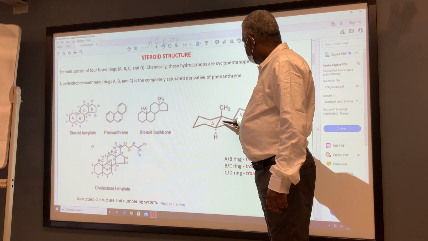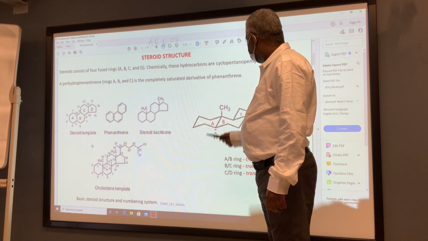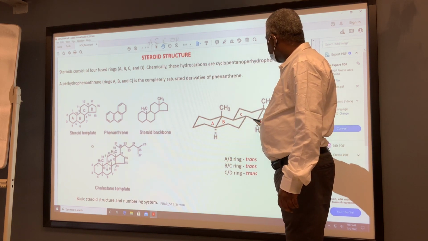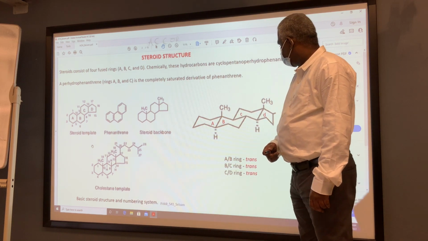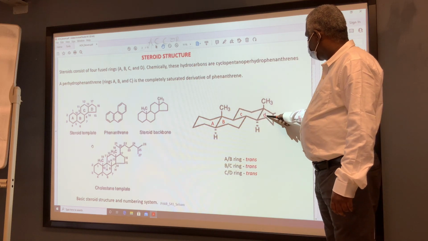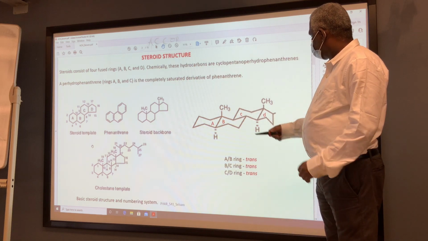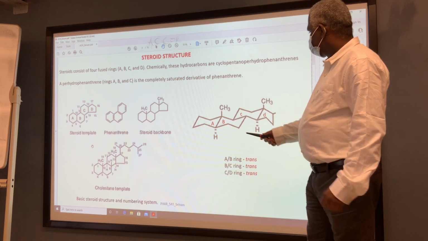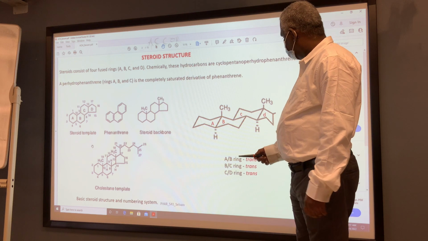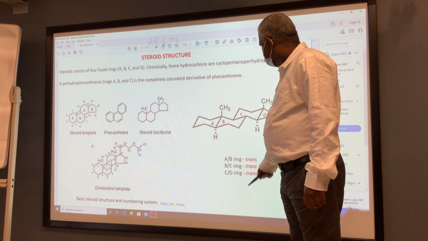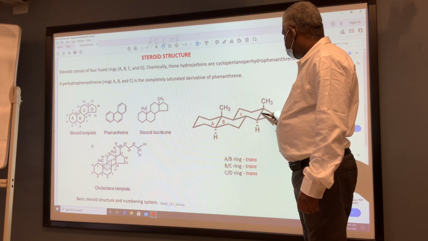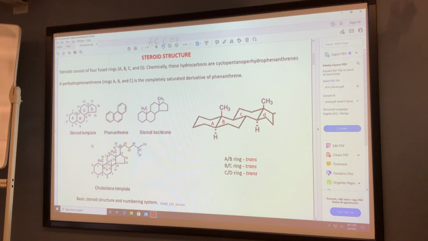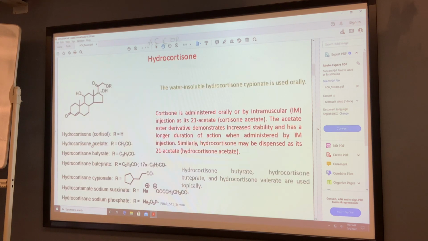So A and B, that's a trans stereochemistry, and B and C, the rings are connected with equatorial, that is a trans stereochemistry, and C and D connected with equatorial and equatorial, that is again a trans stereochemistry. So AB ring connected with trans, BC ring trans stereochemistry, and C and D ring connected with trans stereochemistry. So it's all trans stereochemistry.